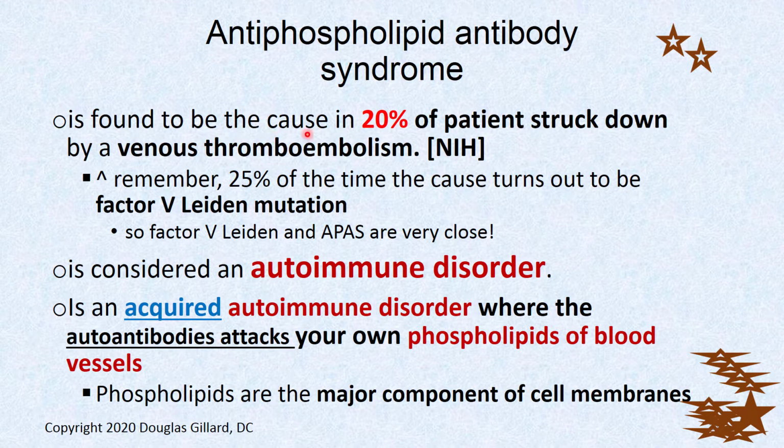Found in about 20% of patients struck down by VTEs. Okay, whether 20 or 25. Okay, I've talked enough about the neck and neck race between those two. But what is this darn thing? It's an autoimmune disorder. So it's an acquired autoimmune disorder where antibodies attack the phospholipids of your body, and they love the phospholipids of the veins for whatever reason more than anything else.